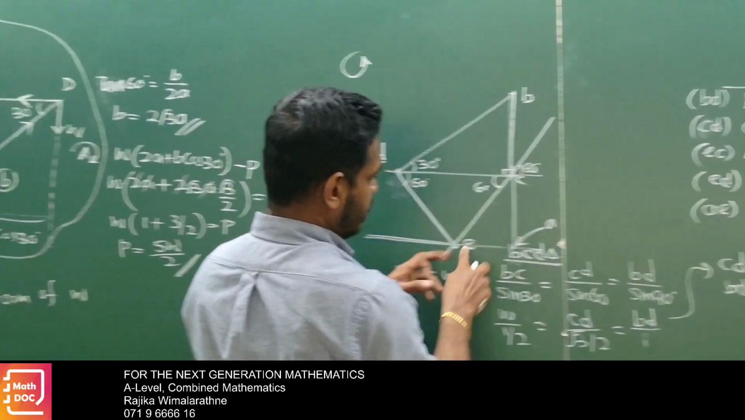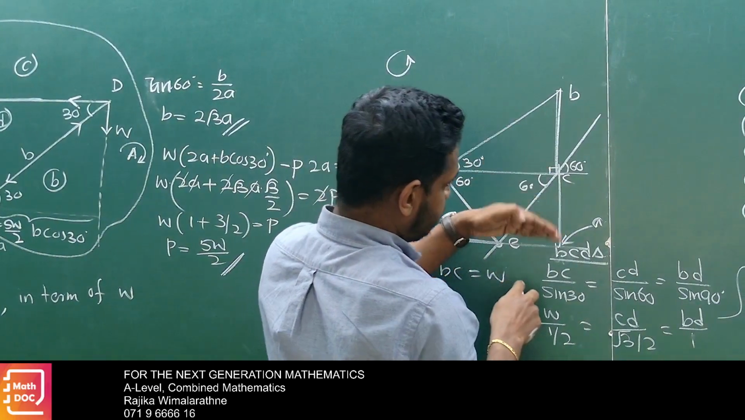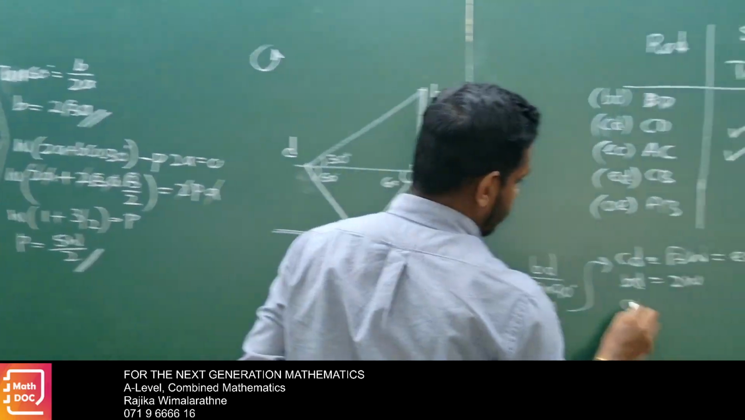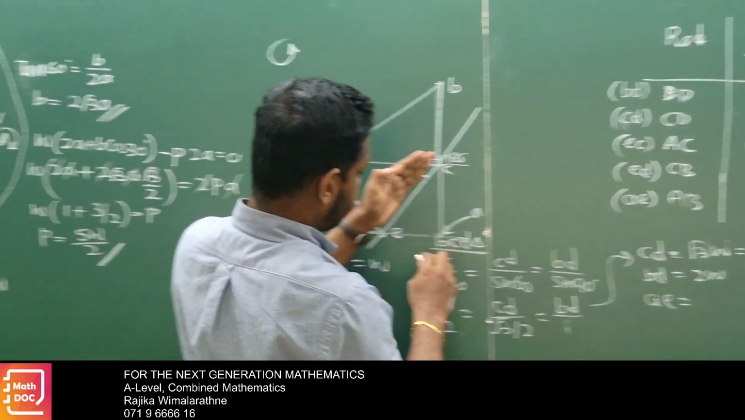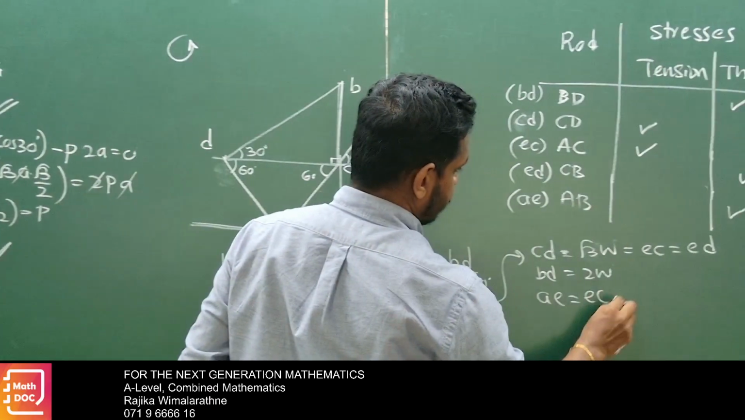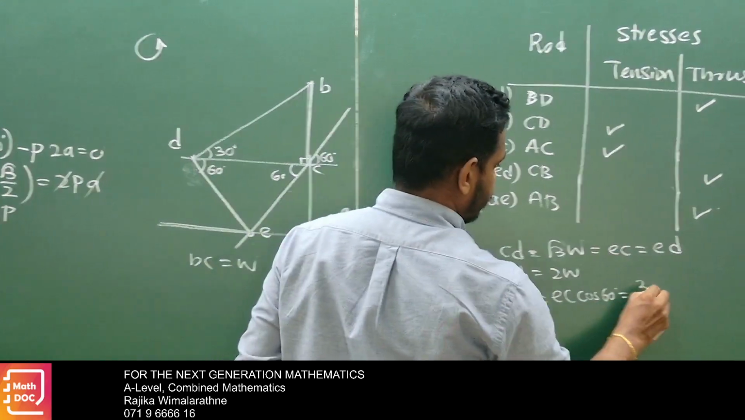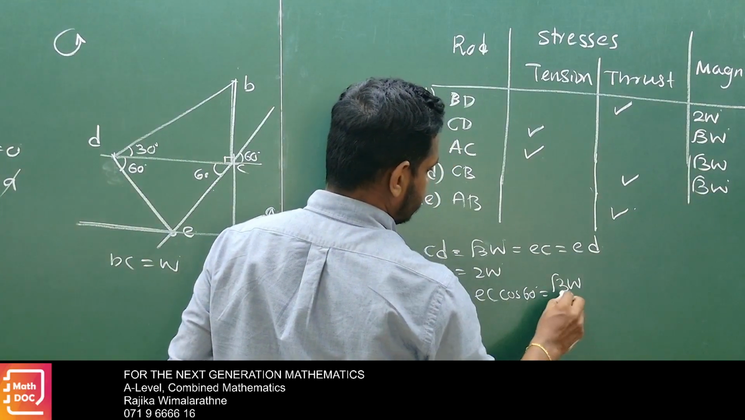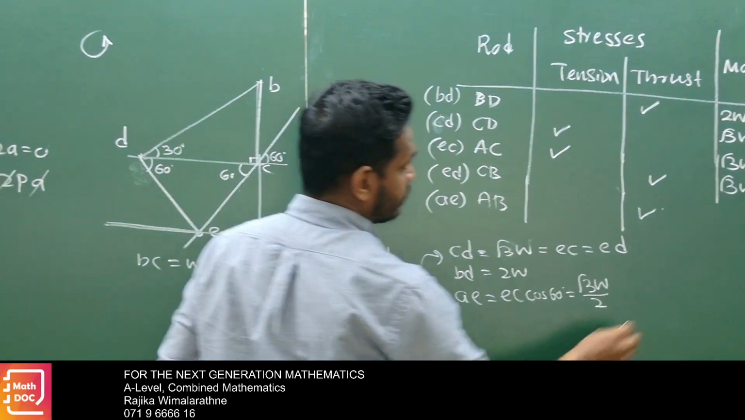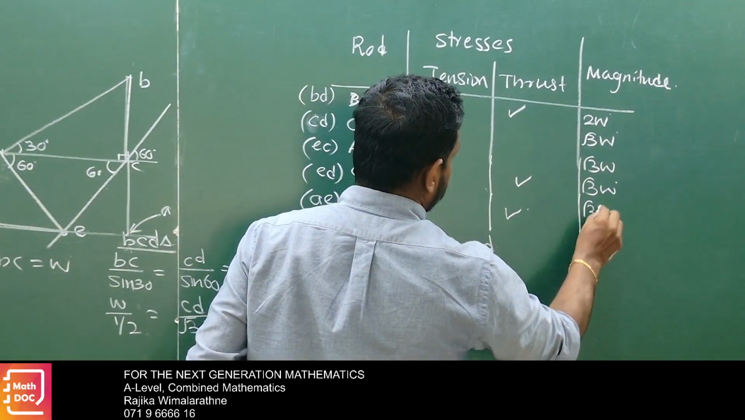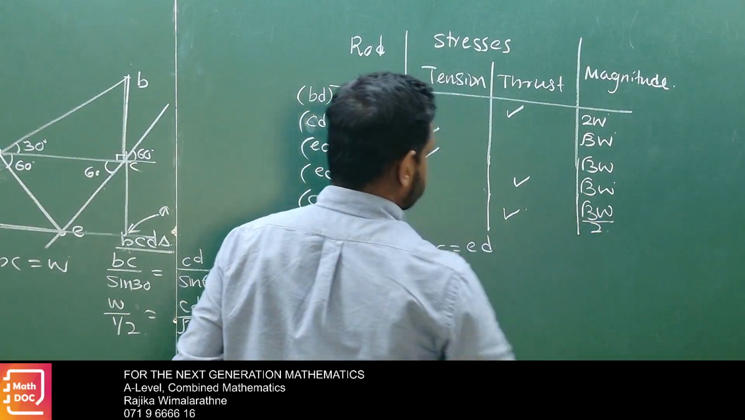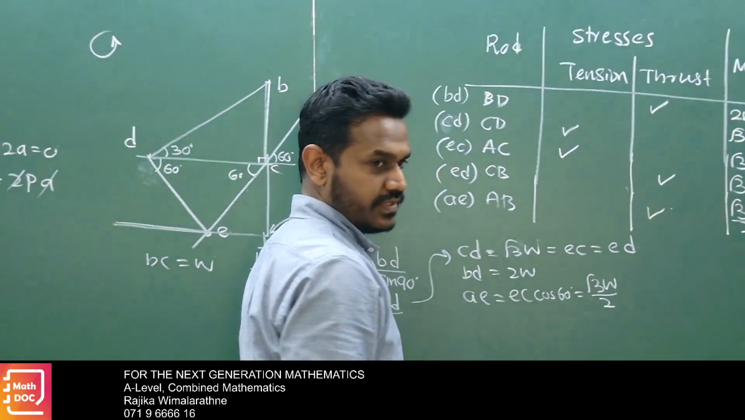So here AE is this line, EC cos 60. AE equals the result, EC cos 60. Then EC means root 3W, cos 60 is sin 30, half. Then root 3W over 2. Root 3W divided by 2. Okay, that's how we do it.